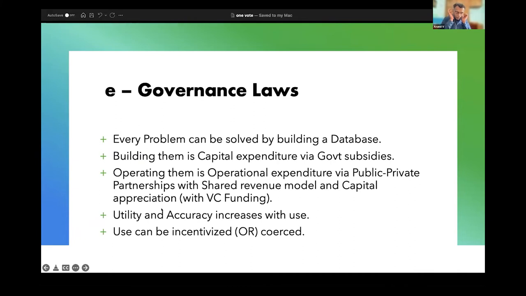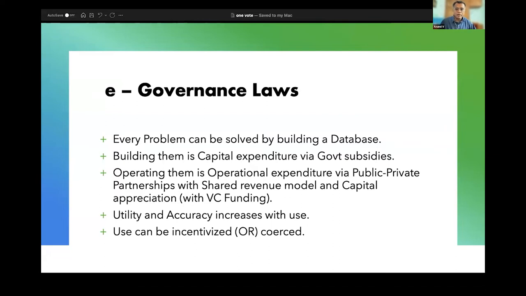Okay, so before we go into step one about why building more databases is very important, there are some fundamental e-governance laws that you need to understand about building databases. And these are not flippantly written stuff. This is actually what most of the people actually believe.